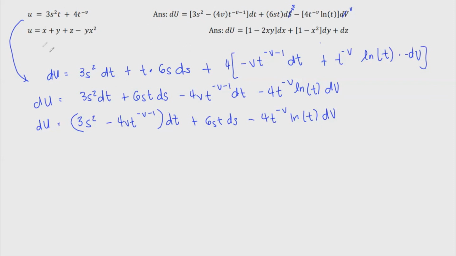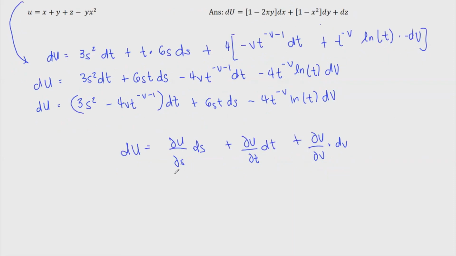So we'll be applying what we know in partial derivatives, that if we have u here, so we know that du, or the total differential, is simply the partial derivative of u with respect to x, and then times dx. Actually, we don't have any x here, so we'll be using the rest of the variables. So we have partial derivative of u with respect to s, and then times ds, plus the partial derivative of u with respect to t, and then that's dt, and then the partial derivative of u with respect to v, and then dv.